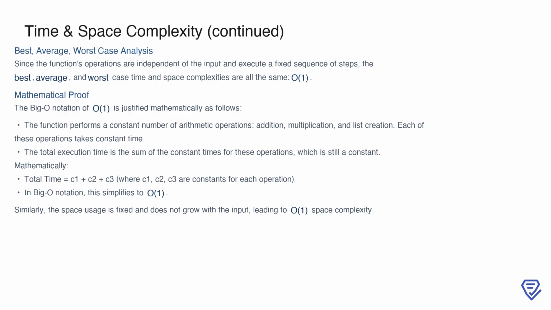Mathematically, this can be expressed by summing the constant times for each operation, addition, multiplication, and list creation. The total execution time is a constant sum, which simplifies to O(1) in big O notation. Similarly, the memory usage is fixed and does not depend on the input size, confirming the space complexity as O(1). These characteristics make the function highly predictable and efficient under all circumstances.